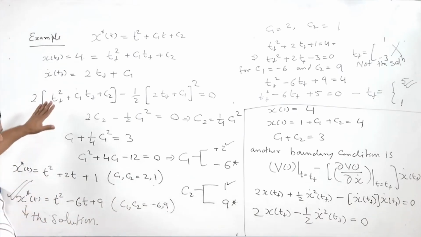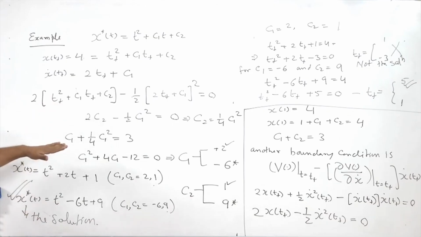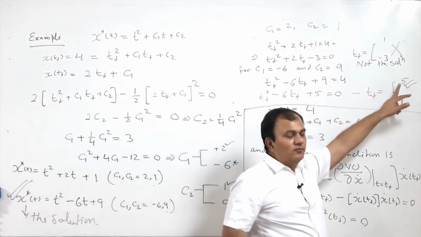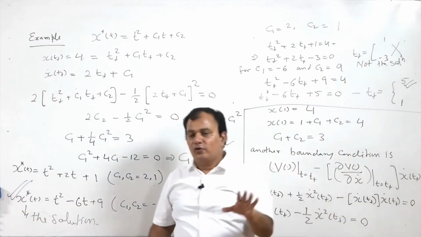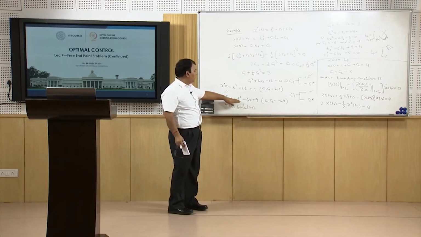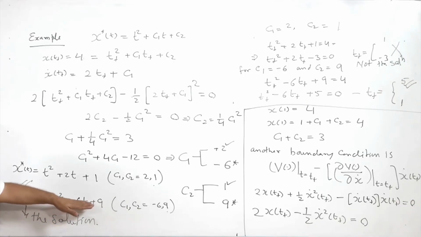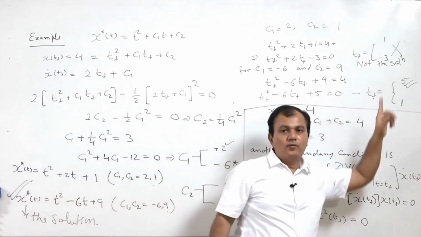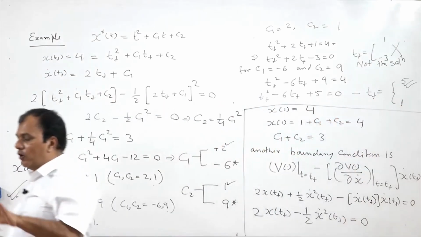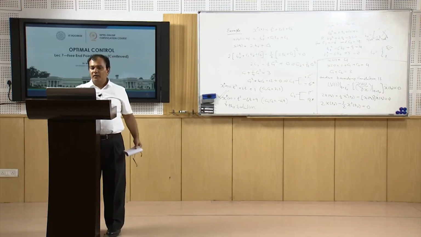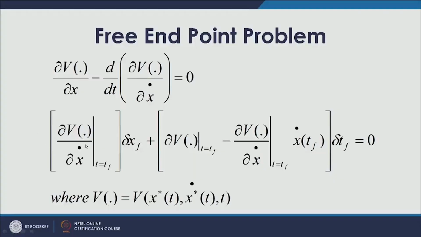So, in such a problem we have to find out what my constants are and simultaneously we can also find out what my TF is. So, in the solution my optimal trajectory here will be t square minus 6t plus 9 and the optimal time will be TF equal to 5. All the unknown parameters we can find simply by solving these two equations.